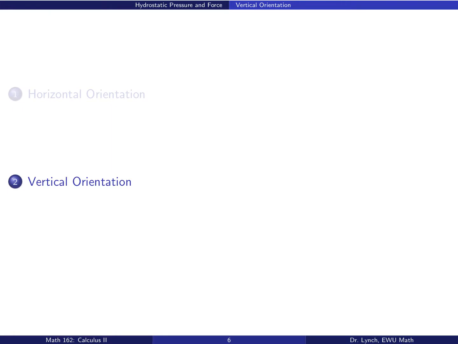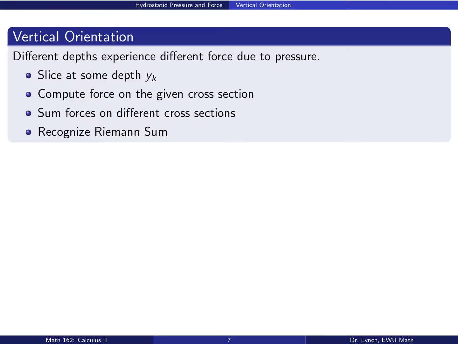Okay, so let's go ahead and think about vertical orientation. And the idea behind this vertical orientation is that the amount of pressure due to a certain depth might change as we move through a vertical depth of a plate. So we'll use this general strategy, slicing at some depth y sub k, computing the force on a given cross section, summing the forces on the cross sections, and then recognizing that sum is a Riemann sum that we can take the limit of as n goes to infinity.